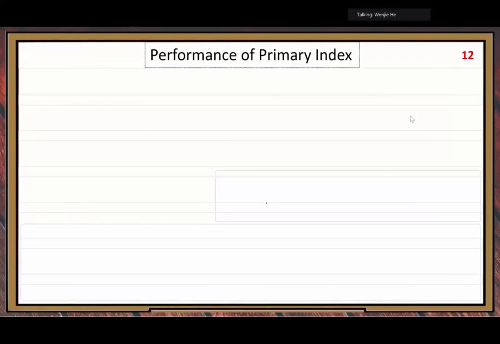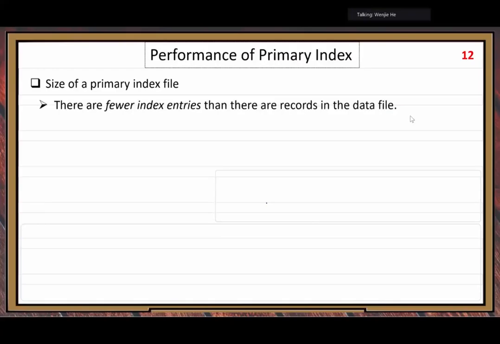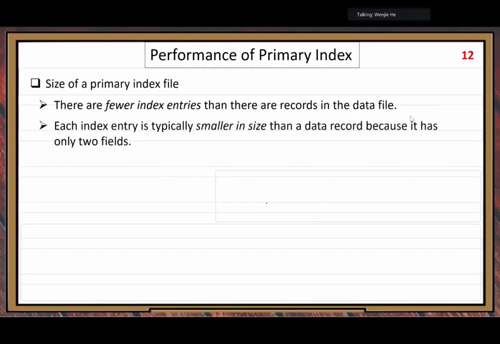Now I can talk about the binary search part. The size of the primary index file: there are fewer index entries than there are records, so 1/30th, at that level. Each index entry is typically smaller than the data record, as I just explained, because it has only two fields. More index entries than data records can fit in one disk block, another property.